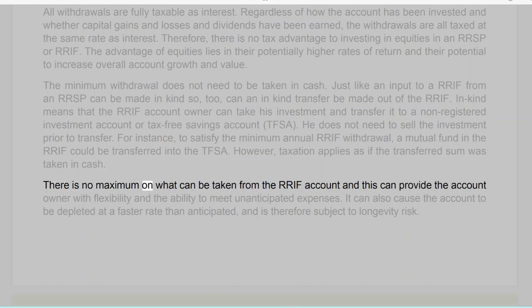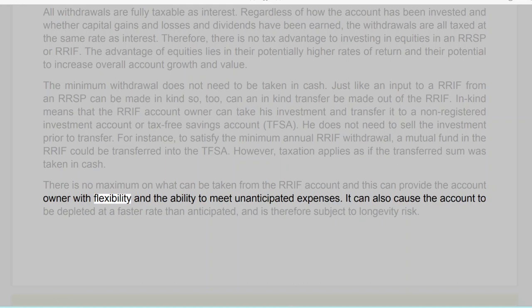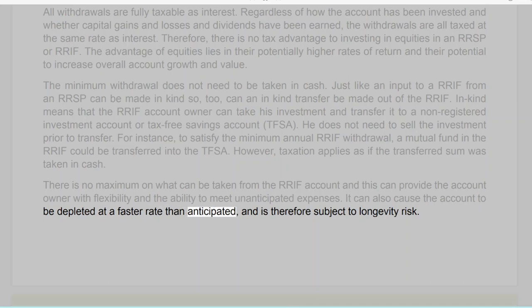There is no maximum on what can be taken from the RRIF account, and this can provide the account owner with flexibility and the ability to meet unanticipated expenses. It can also cause the account to be depleted at a faster rate than anticipated, and is therefore subject to longevity risk.